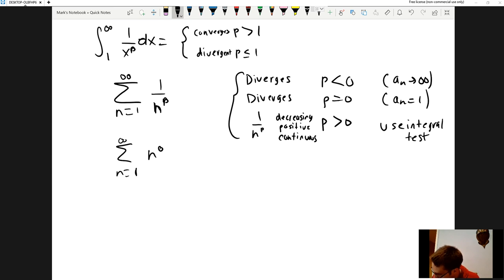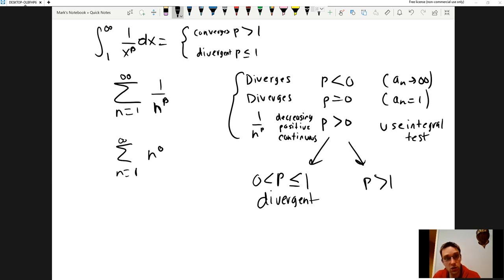And so within this case, p greater than 0, we have two cases. We have p that's greater than 0 and less than or equal to 1. And notice, if we look at our integral, that would be a divergent case. And then we also have p greater than 1, and the integral we showed earlier in the course converges. And so of all the values of p, the only way that we can actually get this sum to converge is if p is greater than 1.